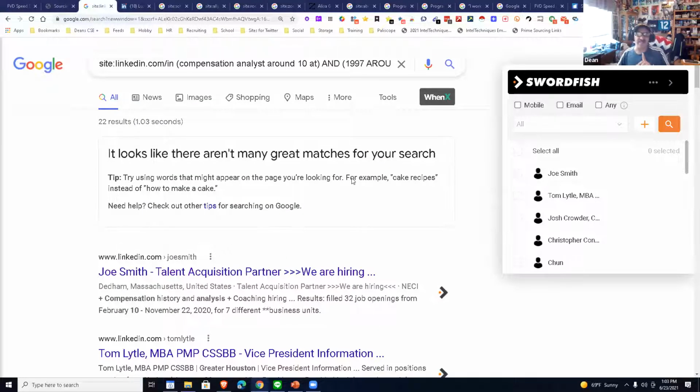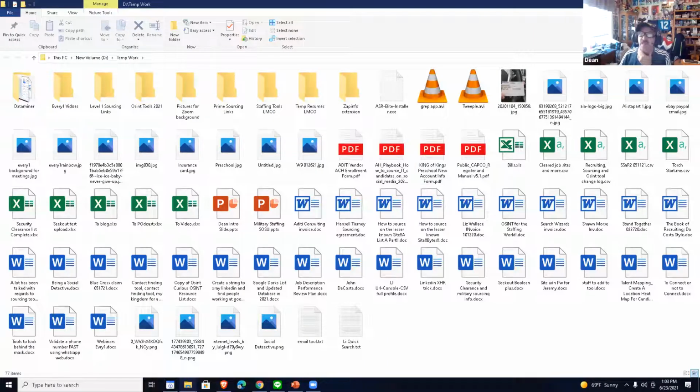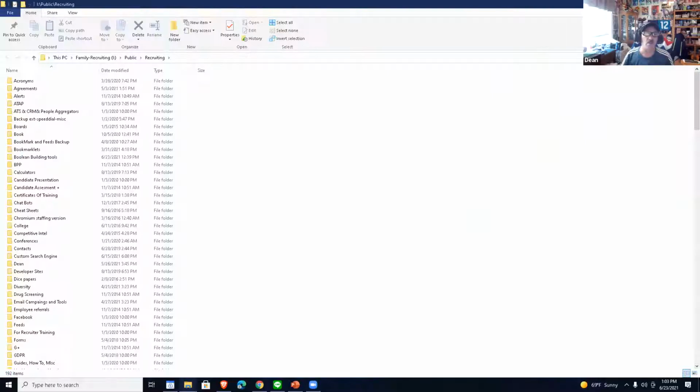Now, LinkedIn actually has a set of Boolean operators specifically to them that I believe covers this. And let me see if I can find that set of Boolean operators real quick for you. I think, if I remember correctly, oh, you know what? I know where I have them. Never mind. Let me close that. I know exactly where they are.